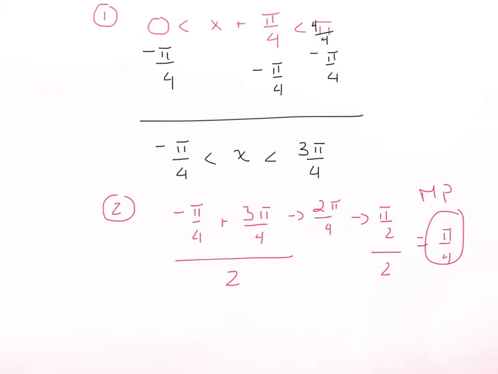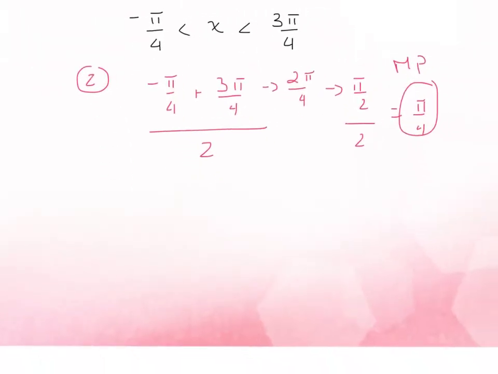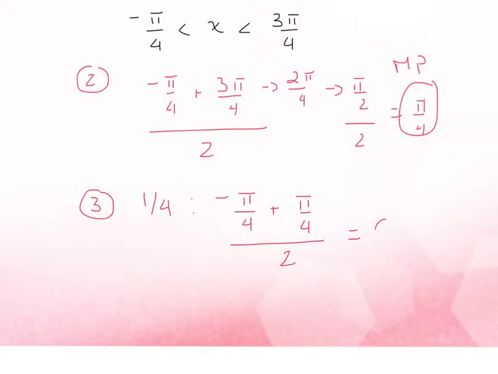The next thing you want to do is find your first quarter and third quarter points. To find your first quarter point, you take your left asymptote, negative pi over 4, add your midpoint, and divide that in half. Negative pi over 4 plus pi over 4 is 0, and 0 divided by 2 is 0.